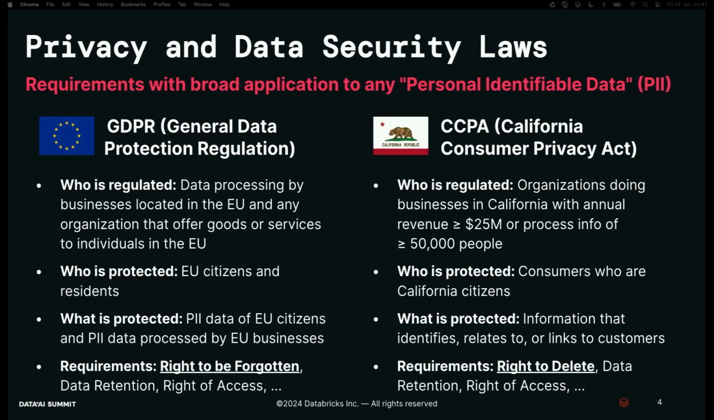So I'm not a lawyer, but I'd like to share with you some basic information about GDPR and CCPA. Basically, these regulations focus on personally identifiable information, what we call PII for short. It's basically any information that can be used to uncover an individual's identity. This could be an email address or phone number.